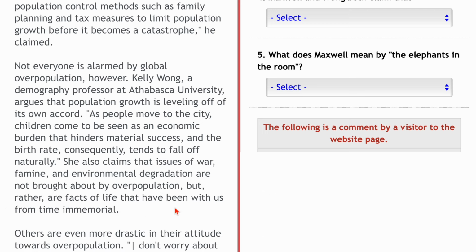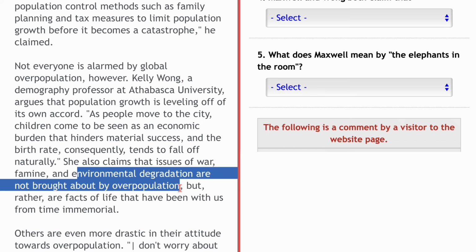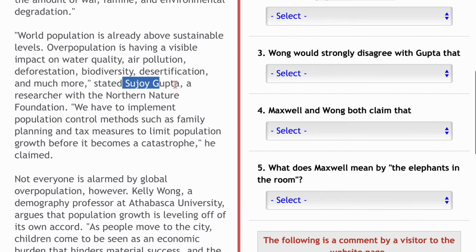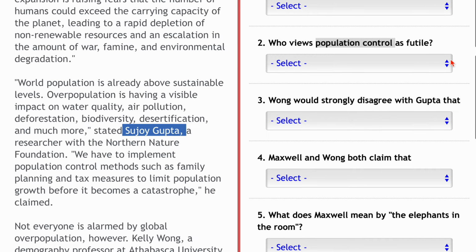According to what I'm seeing here, Wong is not concerned about population growth and tends to see it as something that will organically or naturally decline or stabilize through time. And also, she claims that environmental degradation is not caused by overpopulation and that it's always been here. So, Wong doesn't really believe in environmental degradation caused by overpopulation or human activity, which Gupta did. Now, Wong strongly disagrees with Gupta that we should have that answer now.